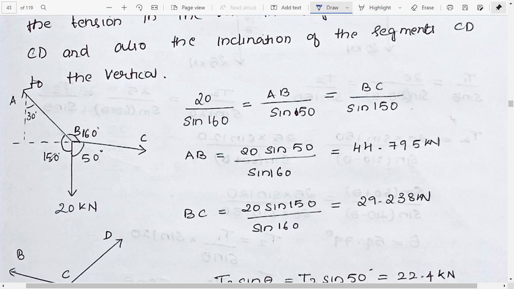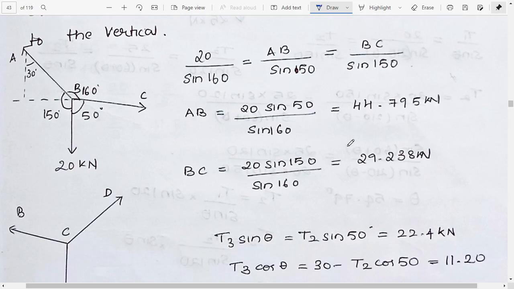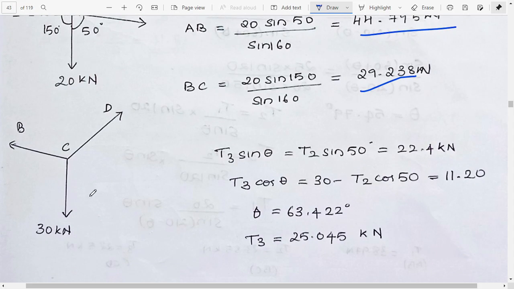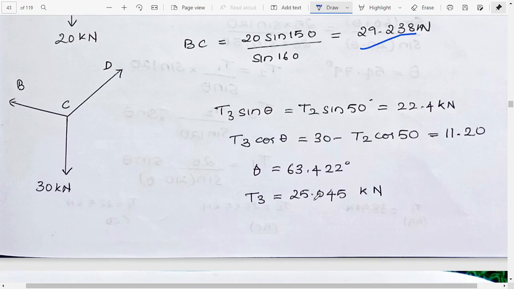Then we just need to use Lami's theorem. So 20 by sine 160 here is equal to AB by sine 50 is equal to BC by sine 150. Then you will get the values 44.4795 and 29.238. And similarly you can do the case of this also, you will get the answer.